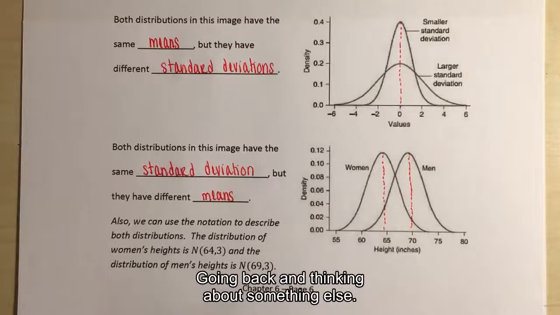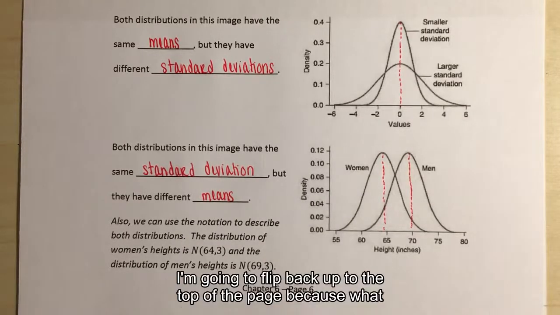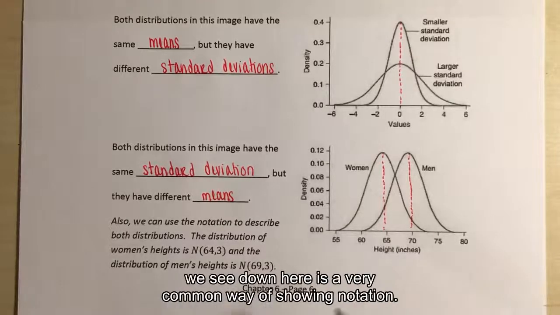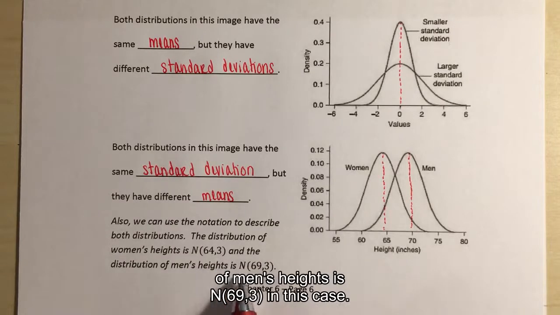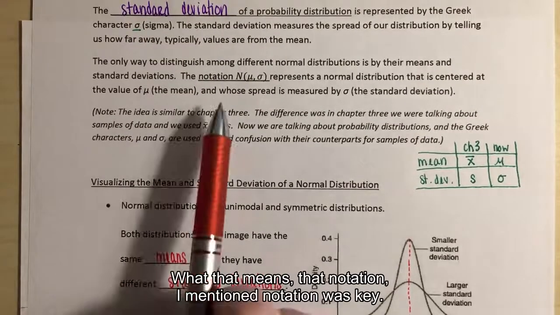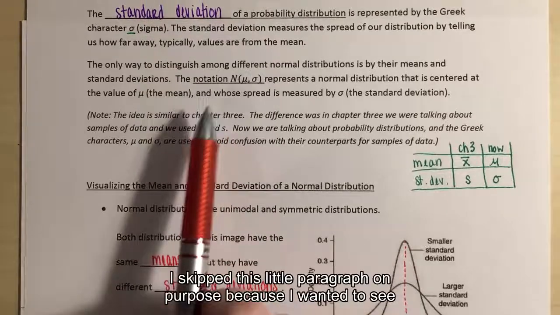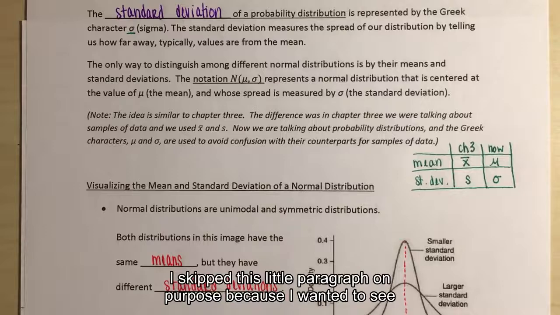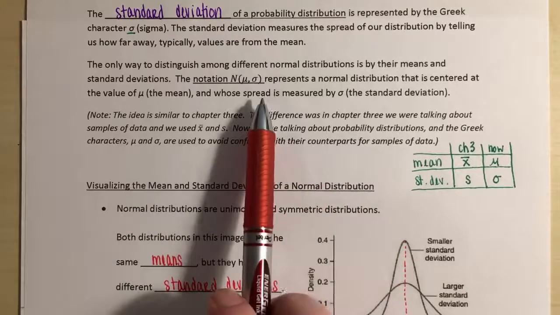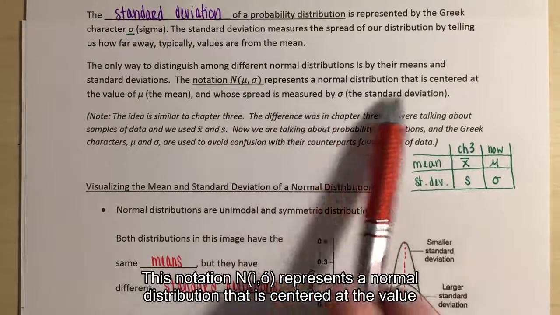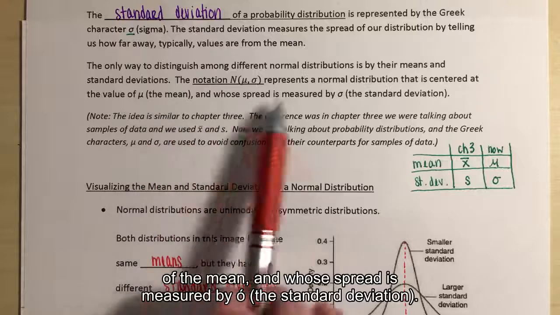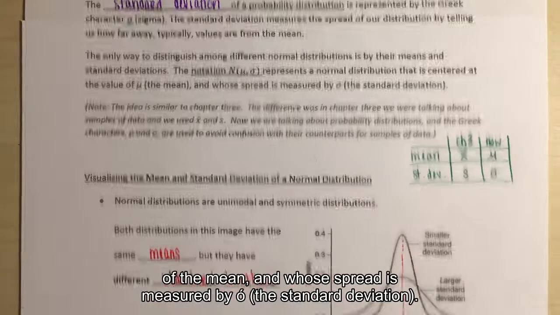Going back and thinking about something else, I'm going to flip back up to the top of the page because what we see down here is a very common way of showing notation. So the distribution of women's heights is N(64, 3), and the distribution of men's heights is N(69, 3) in this case. What does that notation mean? I mentioned notation was key. I skipped this little paragraph on purpose because I wanted to see it in practice before we defined what it meant. So this notation, N(mu, sigma), represents a normal distribution that is centered at the value of the mean and whose spread is measured by sigma, the standard deviation.